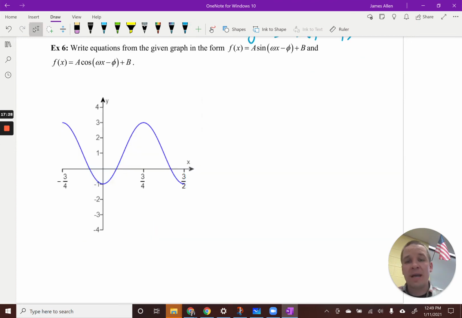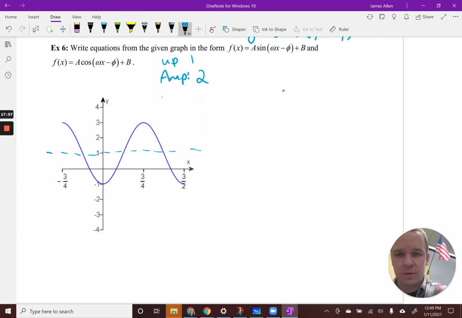All right, last one here. Again, it's asking us to write it in that form where the omega's already been distributed through. So we've got to figure out our amplitude. It looks like we have a midline of 1, so we're moving up 1. That's something important to write down. Up 1. Amplitude, it's 2 above and 2 below, so amplitude of 2.